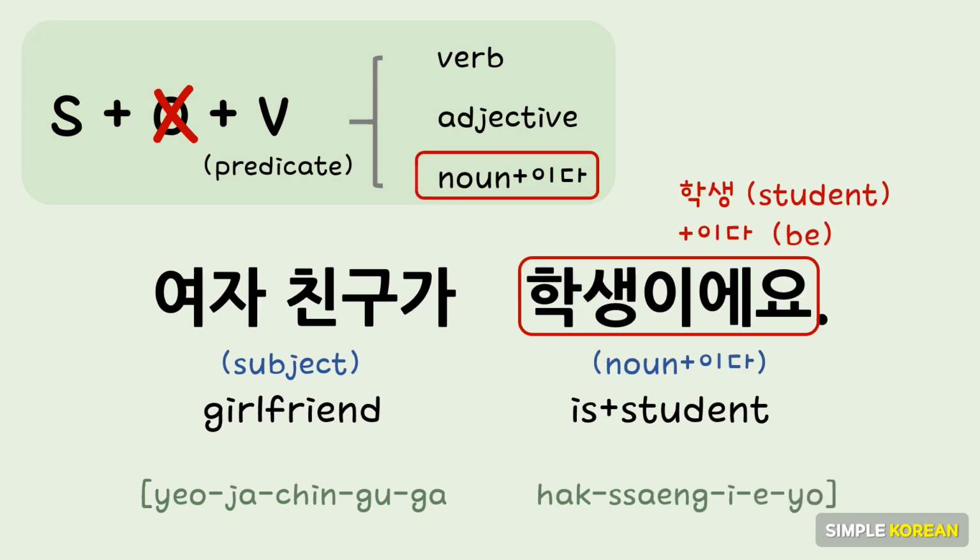여자친구가 학생이에요. My girlfriend is a student. 학생이에요. 학생 is noun. 이에요 is be verb. Noun 이다 can be the predicate.